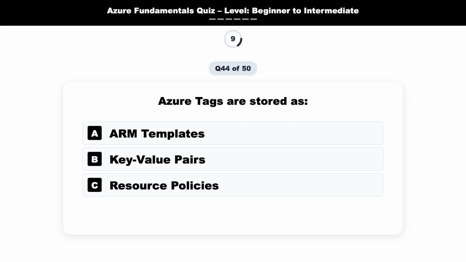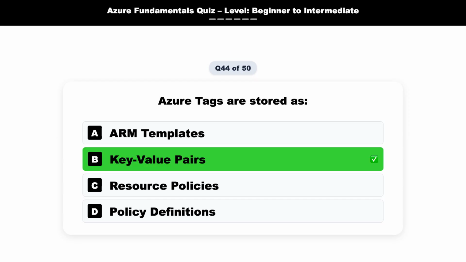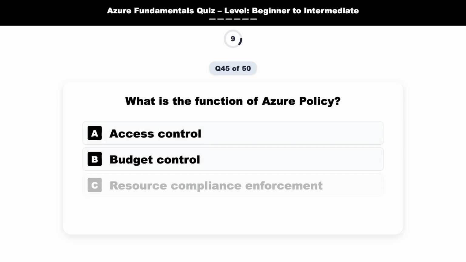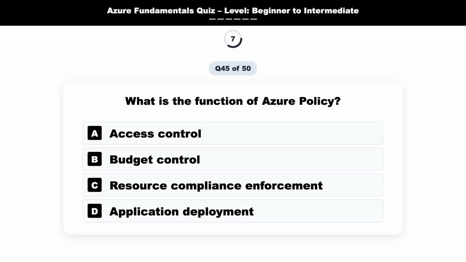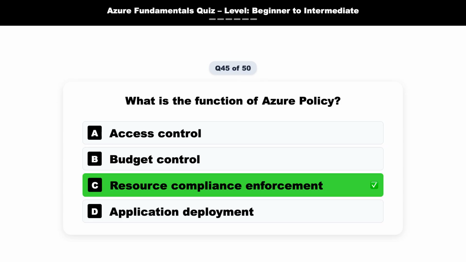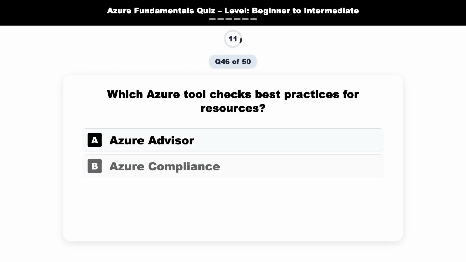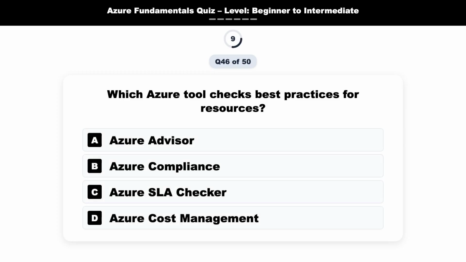Question 44. Azure tags are stored as what? Question 45. What is the function of Azure Policy? Question 46. Which Azure tool checks best practices for resources?